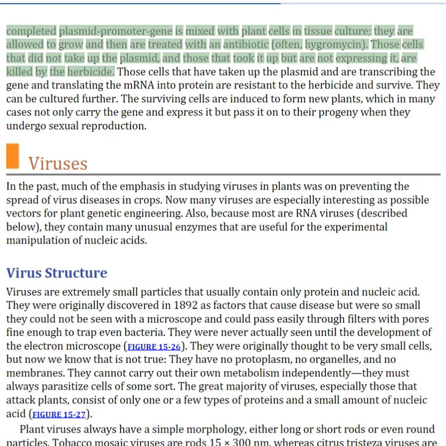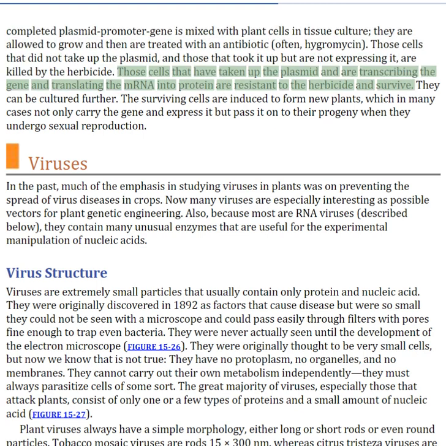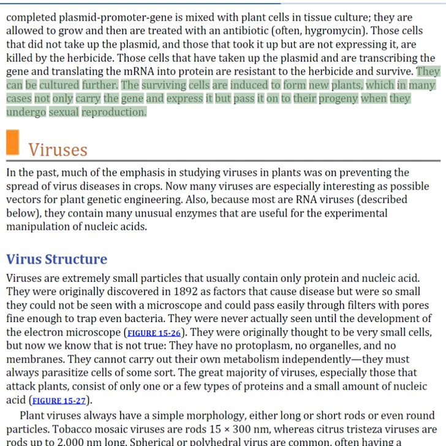They are allowed to grow and then are treated with an antibiotic. Those cells that did not take up the plasmid, and those that took it up but are not expressing it, are killed by the herbicide. Those cells that have taken up the plasmid and are transcribing the gene and translating the mRNA into protein are resistant to the herbicide and survive. They can be cultured further.